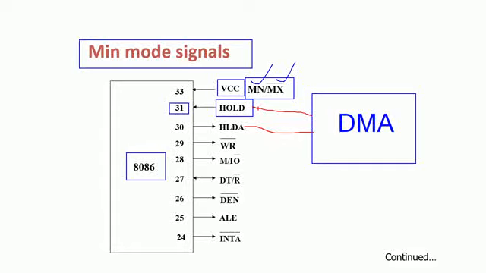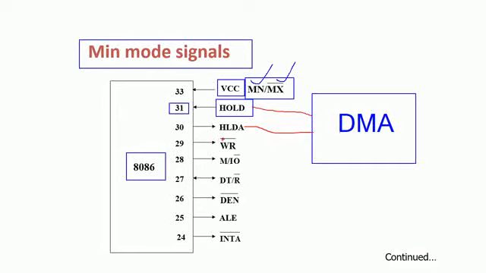Hold is a maskable interrupt. Remember that hold is a maskable interrupt. It is not a non-maskable interrupt. For this particular hold signal, we have the acknowledgement signal, which is nothing but HLDA. Whenever the DMA controller receives the acknowledgement signal, only then does it know that it has control over the system bus. If it is not receiving the acknowledgement signal, then it realizes that the microprocessor is not ready to relieve control over the system bus. Okay.